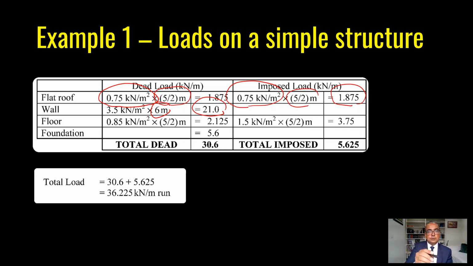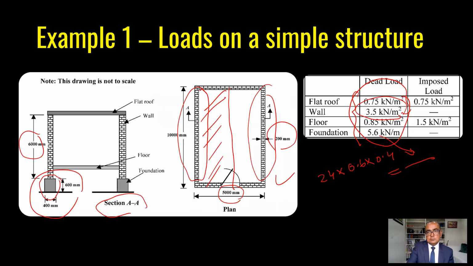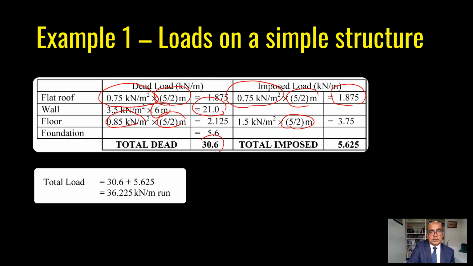And then I have floor load. I've used the same logic as I've used for flat roof, to multiply it with the half of the span. Foundation load is in kilonewton per meter already, because that's how we obtain foundation load. In that way, I will add up all the loadings and the total load will be equal to 36.225 kilonewton per meter run on the foundation. This is unfactored load. So normally we'll multiply them with factors, 1.35 for permanent and 1.5 for imposed loading.